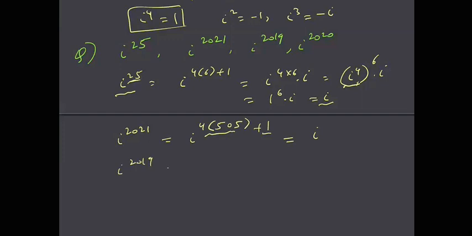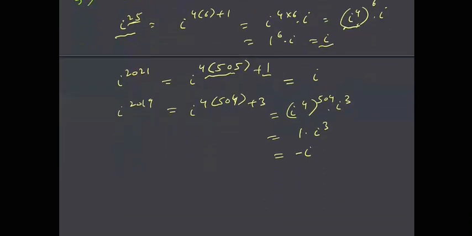Iota power 2019, you can write it as 4 into 504, which is 2016, plus 3. So this is iota power 4 whole power 504 into iota cube. This is 1 into iota cube, and iota cube is minus iota. Iota power 2020 is nothing but iota power 4 into 505. So this is iota power 4 whole power 505. So this is 1. Fine.